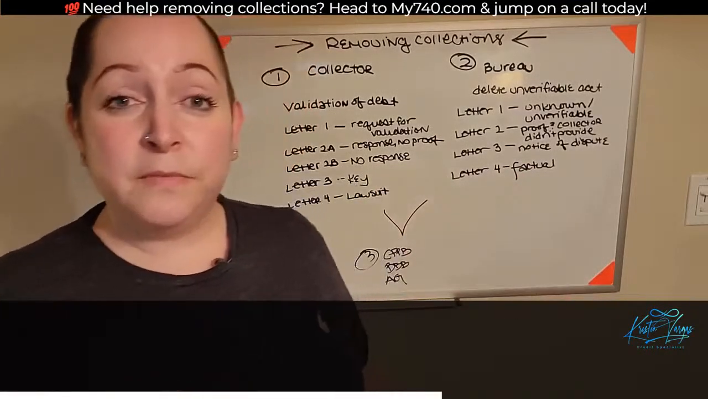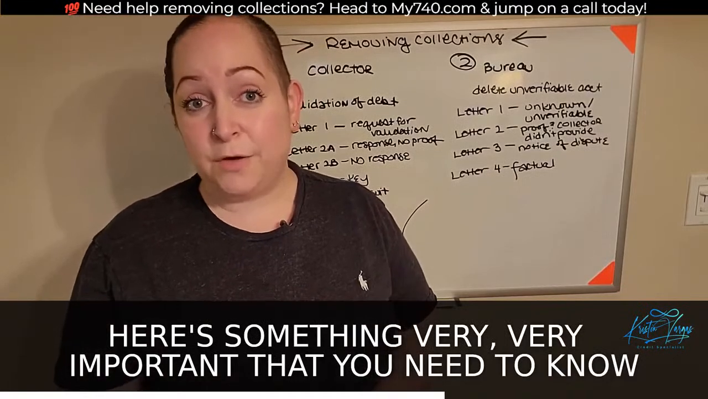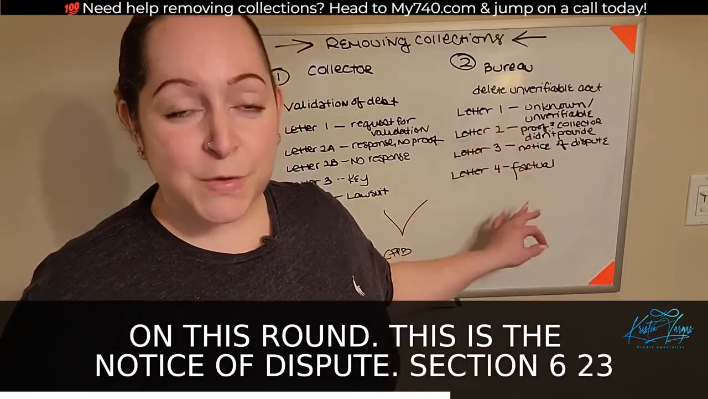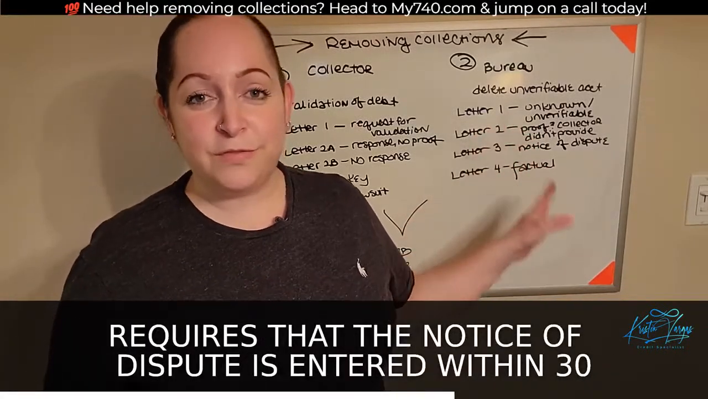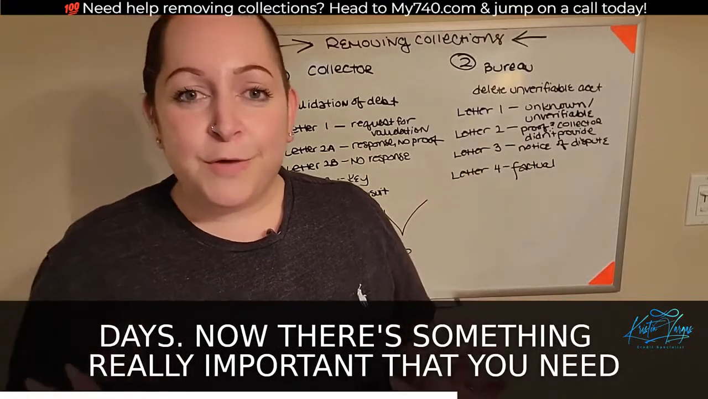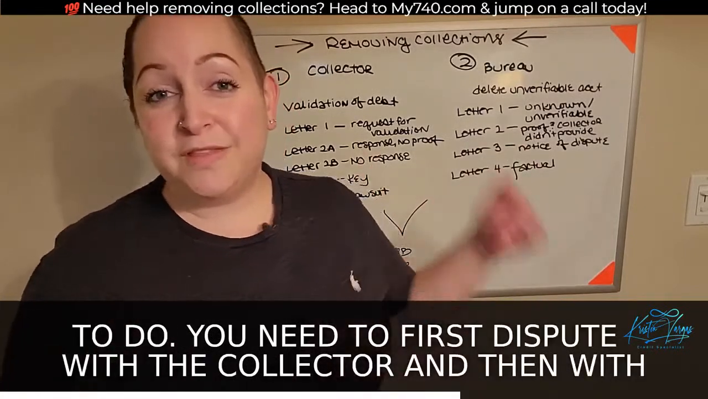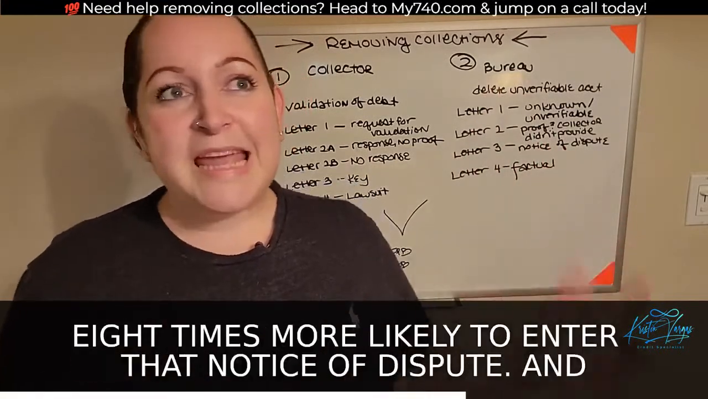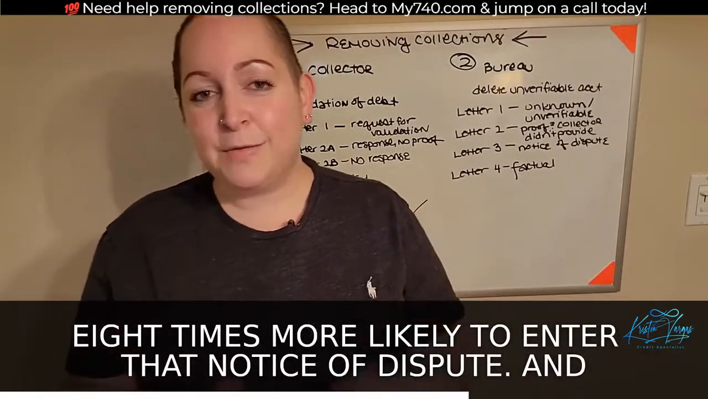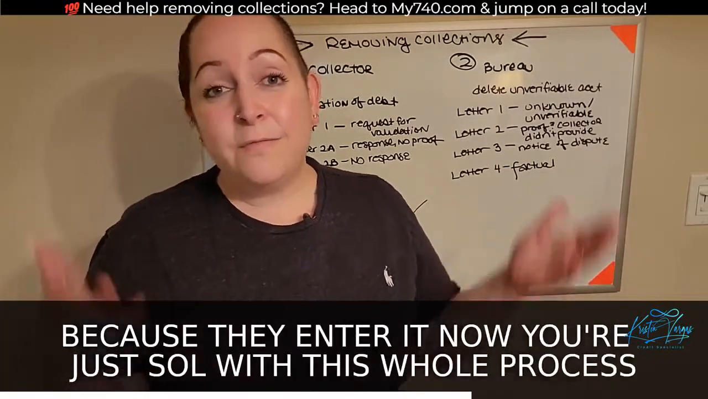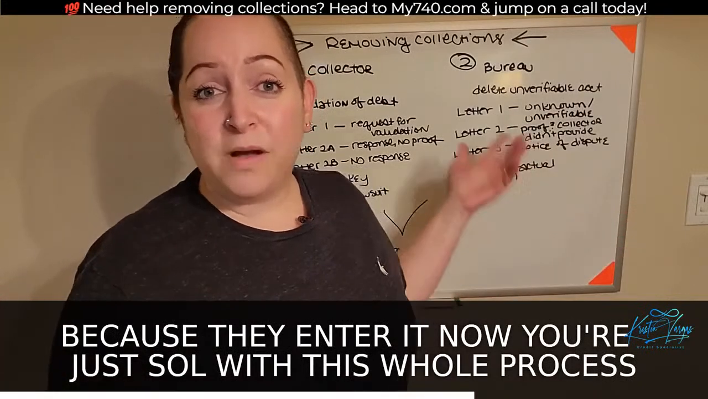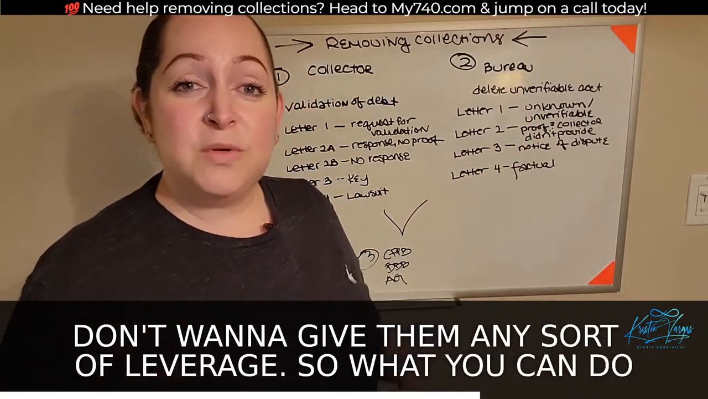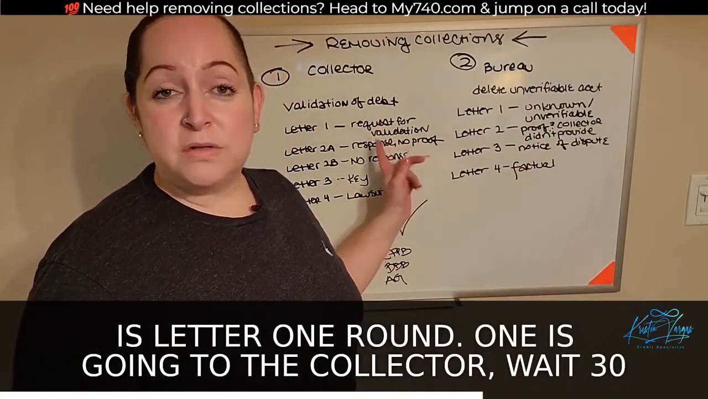Now, here's something very, very important that you need to know. On this round, this is the notice of dispute. Section 623 requires that the notice of dispute is entered within 30 days. Now, there's something really important that you need to do. You need to first dispute with the collector and then with the bureaus. And here's the reason why. The bureaus are like 8 times more likely to enter that notice of dispute. And because they enter it, now you're just SOL with this whole process and the key behind it, right? If this is the purpose to it, we don't want to give them any sort of leverage. So what you can do is letter 1, round 1 is going to the collector.